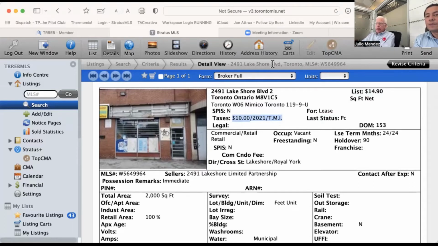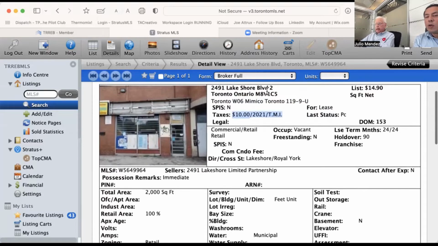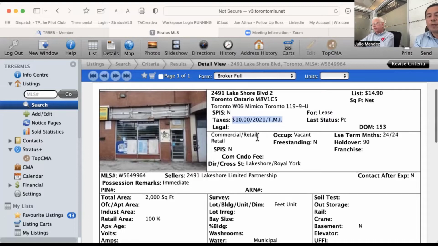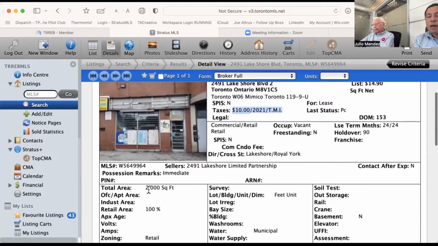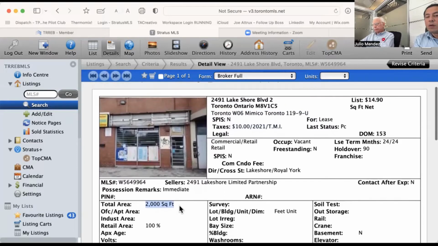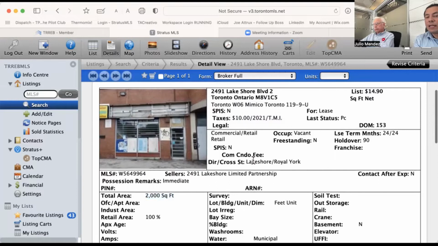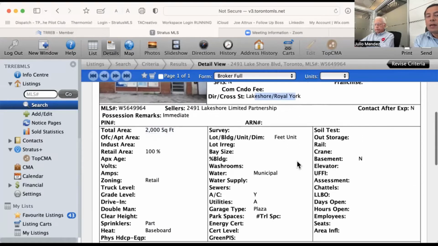Very good. Not utility costs. Not utility costs, correct. And that's per square foot per annum. It is a 2,000 square feet commercial retail space located at Lakeshore and Royal York. It's 100% retail space. Zoning, they just put retail.